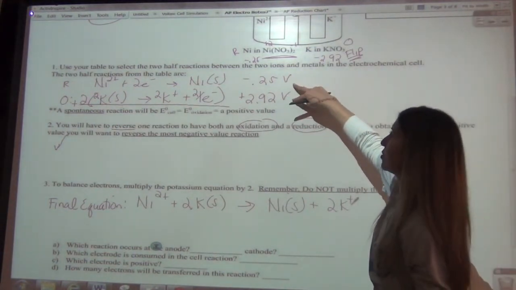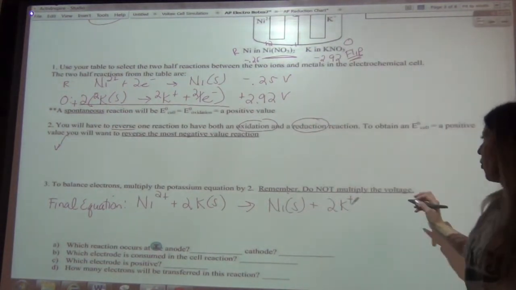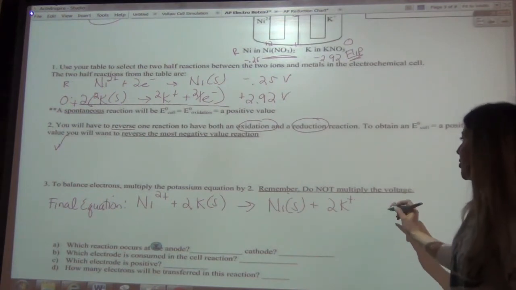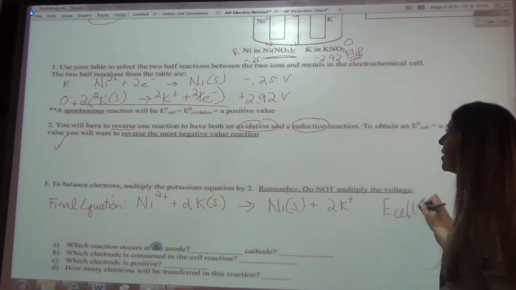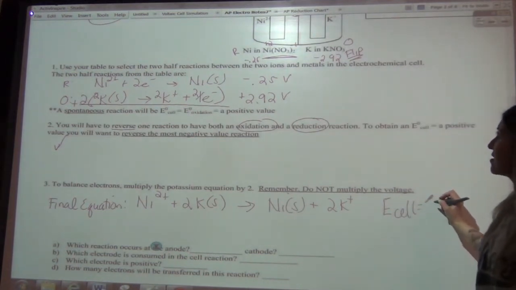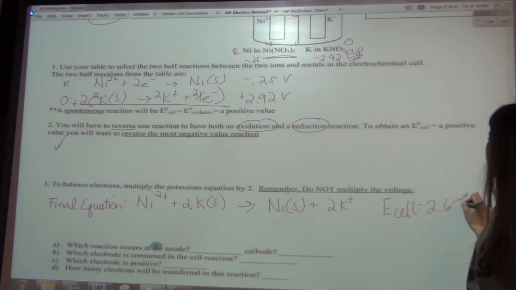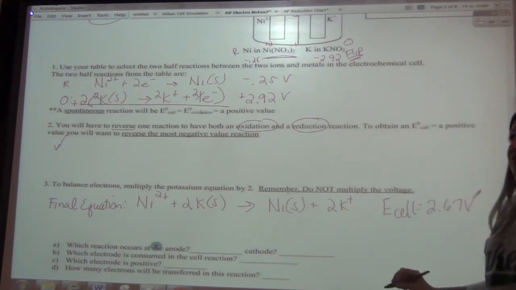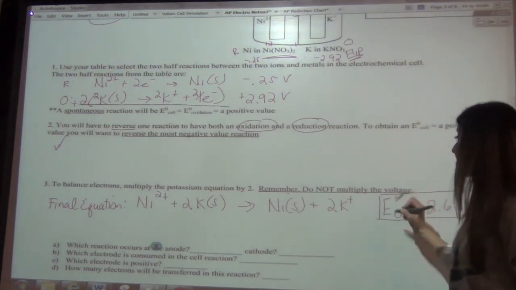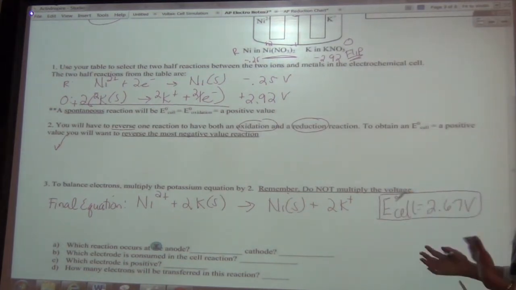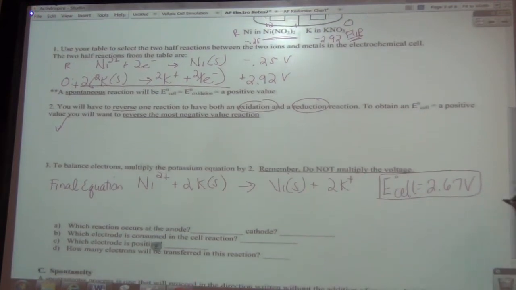And now the question is, what's this value? Okay. So what do we get when we add 2.92 and -0.25? We get 2.67, and the units are volts. Okay? So that's going to be our E cell for this reaction. It is the standard E cell because we got all of our values from the chart, and so that is called the standard E cell value, and all you're going to do is just add those up and you're all set. So now the question is asking, which one occurred at the anode and which one's at the cathode?